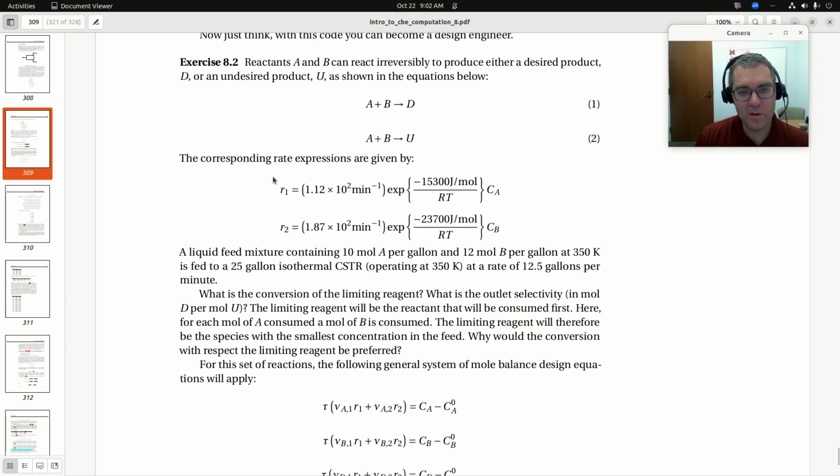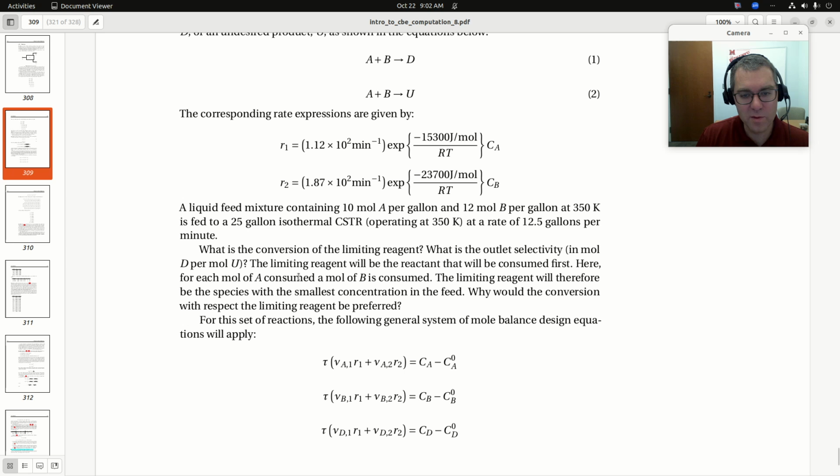The corresponding rate expressions are given by this. And so that's my concentration of A and B. R is my molar gas constant, and T is my temperature in absolute units. A liquid feed mixture containing 10 moles A per gallon and 12 moles B per gallon at 350 Kelvin is fed to a 25-gallon isothermal CSTR operating at 350 Kelvin at a rate of 12.5 gallons per minute. What is the conversion of the limiting reagent? What is the outlet selectivity in moles D per mole U?